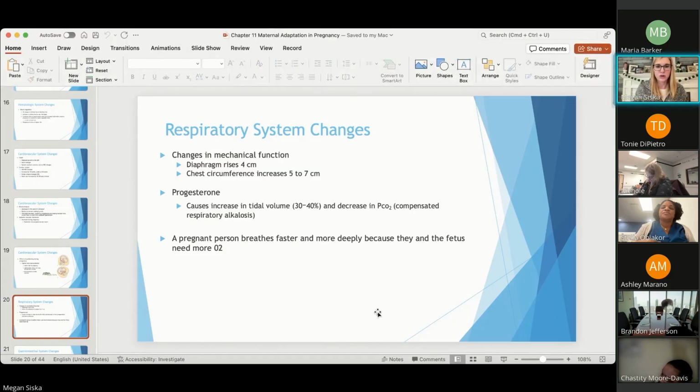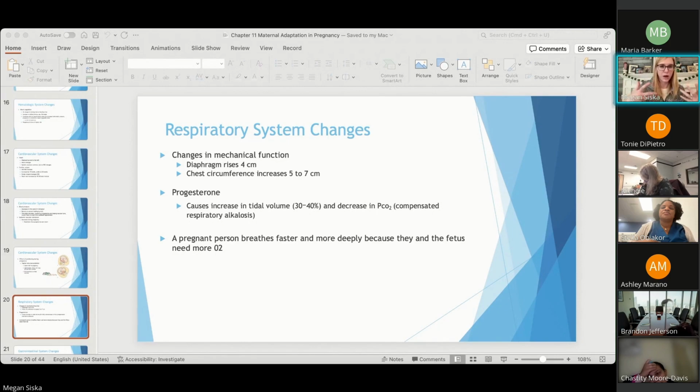Let's see, progesterone. It causes an increase in tidal volume and a decrease in PCO2. So a pregnant person is going to be breathing faster and more deeply because that baby needs more oxygen. You'll notice either from people around you that are pregnant or you yourself when you're pregnant, it is hard to take those deep breaths. Even at rest, you may feel short of breath. It shouldn't be to the point that it's disruptive or you feel like you can't breathe. It's just a little bit more difficult to catch your breath.